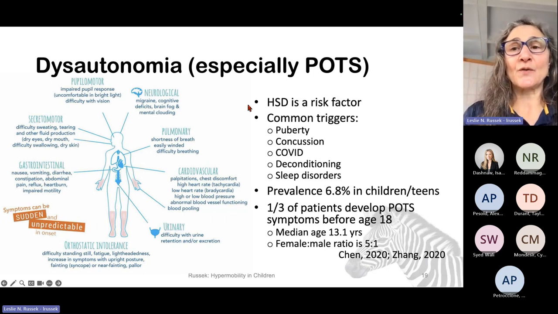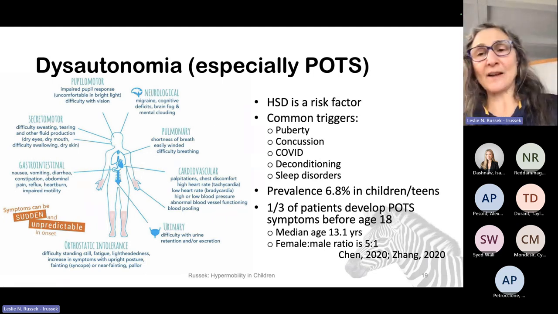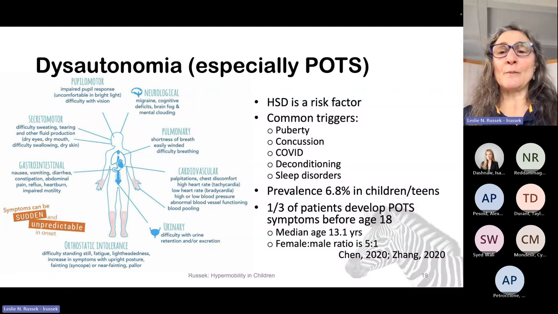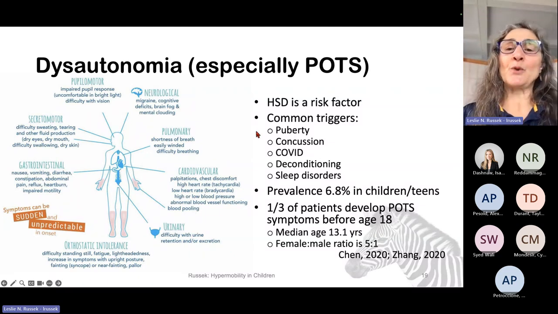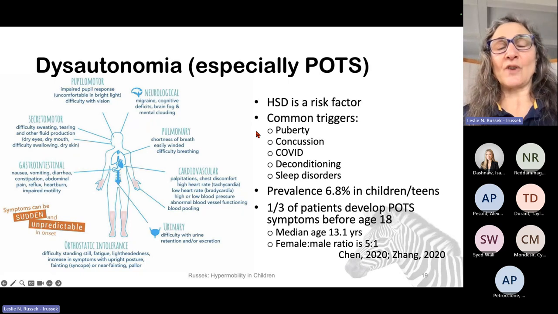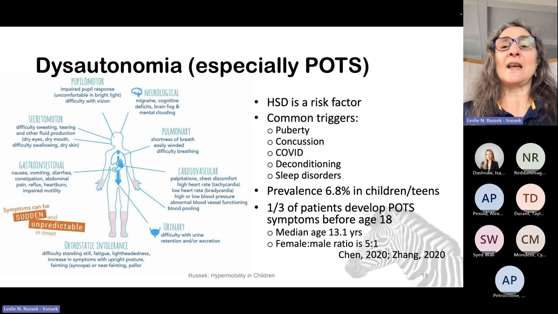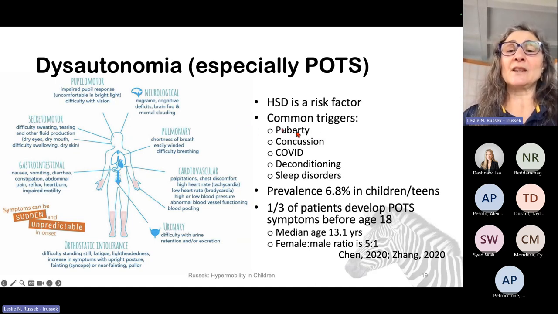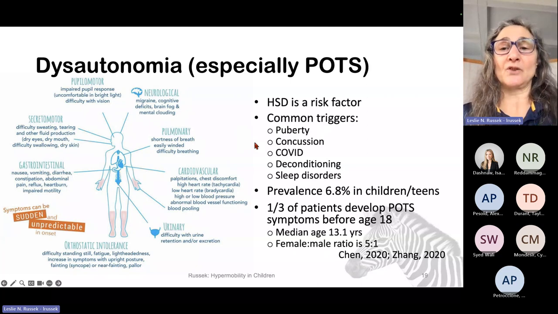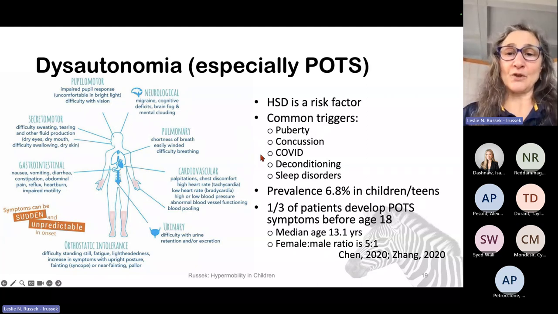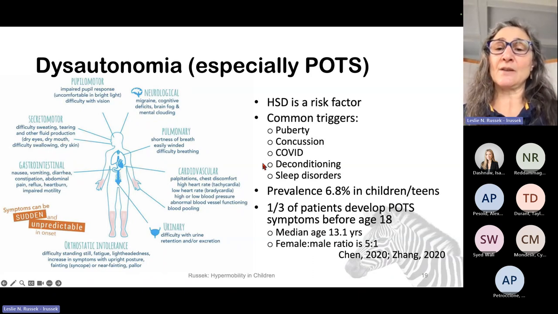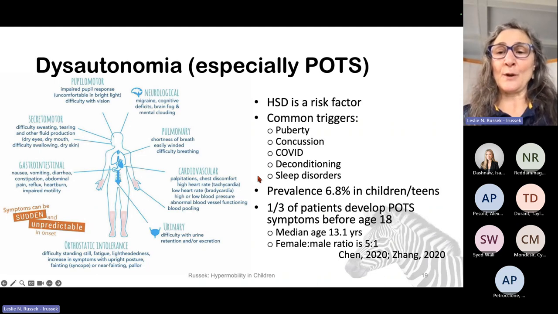Hypermobility is a risk factor for POTS, or POTS is a risk factor for hypermobility, we don't know. Common triggers for POTS. Puberty is probably the most common trigger for POTS. So you guys are going to often be the first person to see these kids, these teenagers, when they start having symptoms. Concussion is a very common trigger. COVID is a common trigger. So long COVID is believed to be a combination of POTS and MCAS. Deconditioning for any reason and sleep disorders.